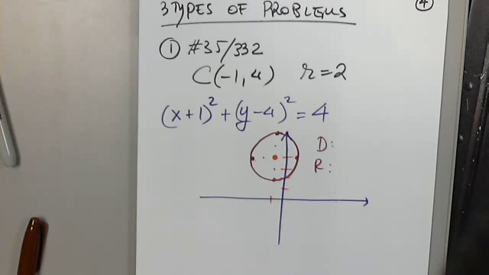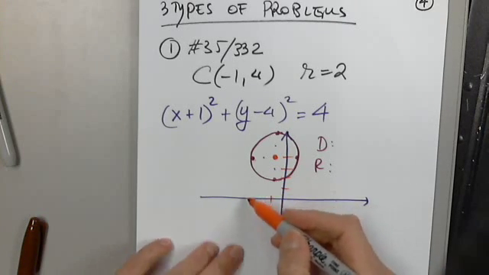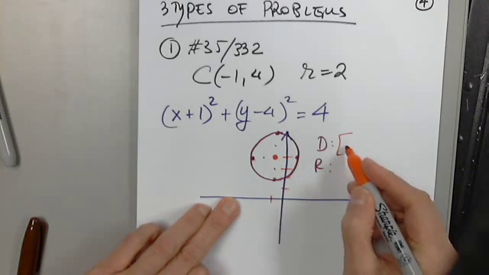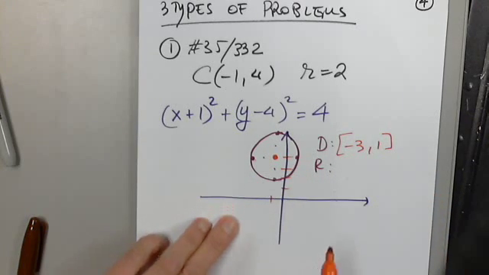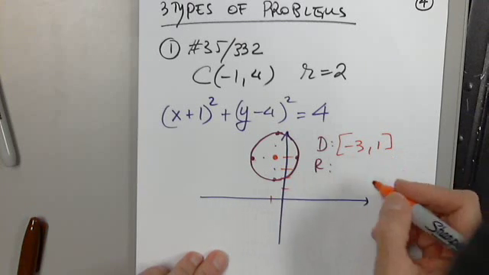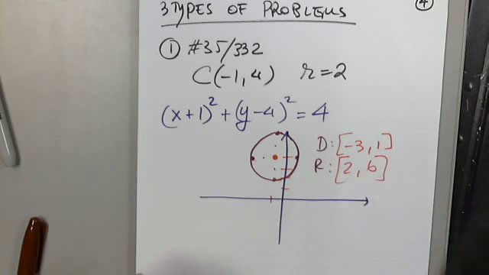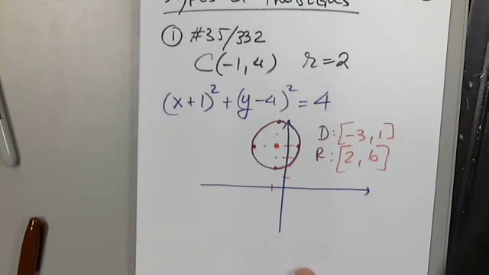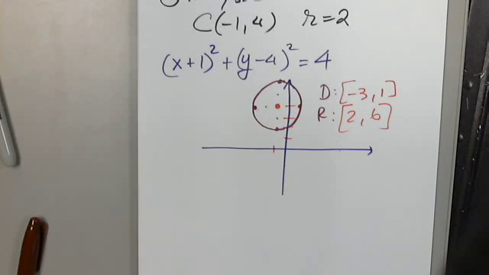-3, 1. Because this is at -1, it's -3, 1. Perfect. And what about the range? 2 to 6. 2 to 6. Perfect. Very good. So this is type problem 1. Not a problem, right? Okay, and type 2.